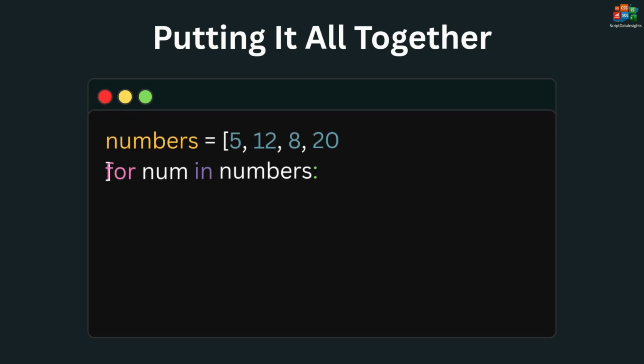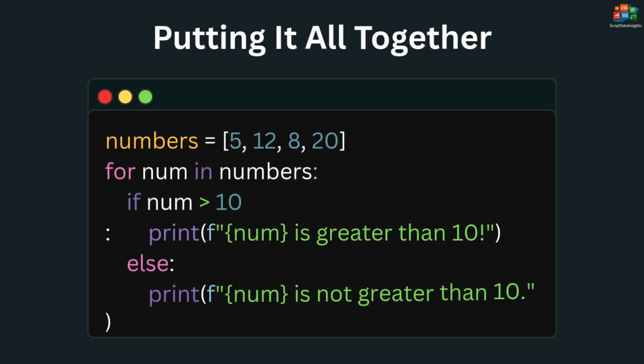Now that we've covered the basics, let's try putting it all together. This code snippet uses a loop to go through a list of numbers. For each number, it uses a conditional if/else statement to check if it's greater than 10 and prints a different message based on the result. This is a simple but powerful example of how variables, loops, and conditionals all work together to create a functional program.